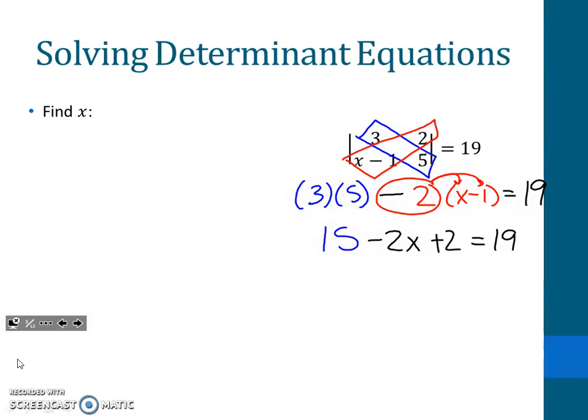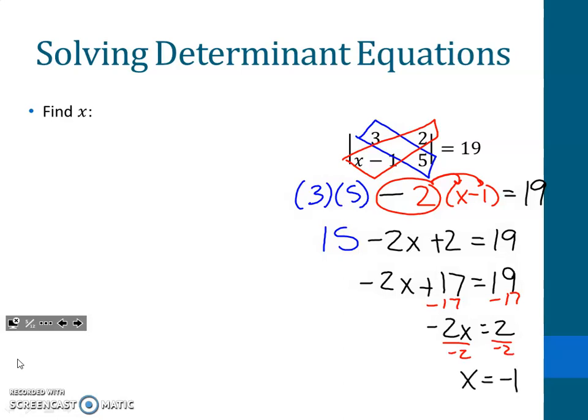Okay? From here, I hope you guys are starting to realize, hey, this is just an equation. I know how to solve those. Okay, I've got negative 2x plus 17 equals 19. I'm just solving, going down through and solving, so minus 17 to both sides. I get a negative 2x equals 2. Divide both sides by negative 2, and I get that x equals negative 1. And if that's a question on the ACT, you're just going to find negative 1, and you're going to circle it.